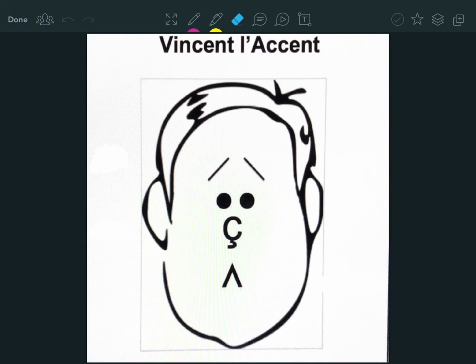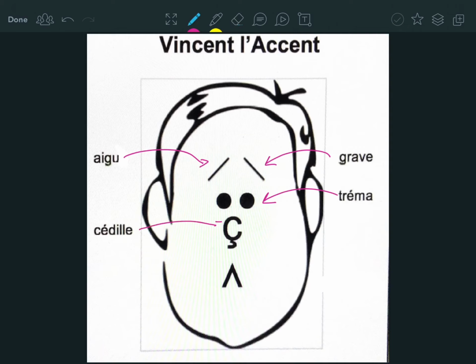Let me introduce you to Vincent l'accent. Vincent's face is made up of the five French accents. Can you spot them? Shall we have a look together? The first one is the accent aigu, which is that one. Then we have l'accent grave. Voilà. Then we have l'accent tréma. Here, ici. Then we have l'accent cédille. Ici. And finally, we have l'accent circonflexe. Et voilà!